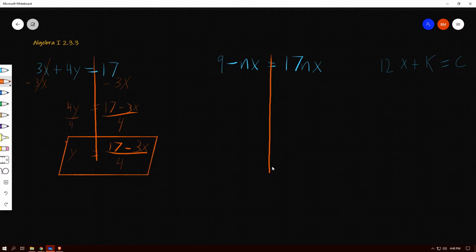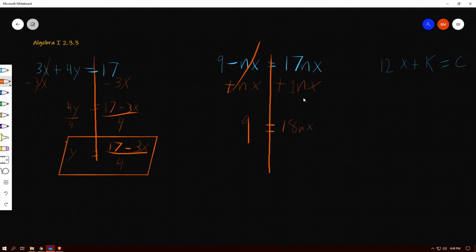So I ask myself, what's the biggest number? I have a 17nx and a negative 1nx. Well, the 17 is bigger, so I want to bring everything to that 17nx. It's a positive 17, it's the biggest. So my first step is I'm going to add nx to both sides. That cancels this, because it was subtracting, so I did the addition. So I have 9 equals 17nx plus nx. Well, this is a 1; we don't normally write it, but it's a 1. So this is an 18nx.